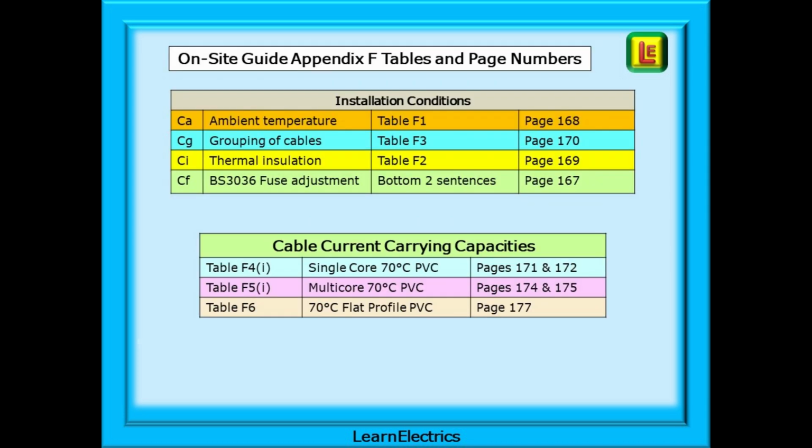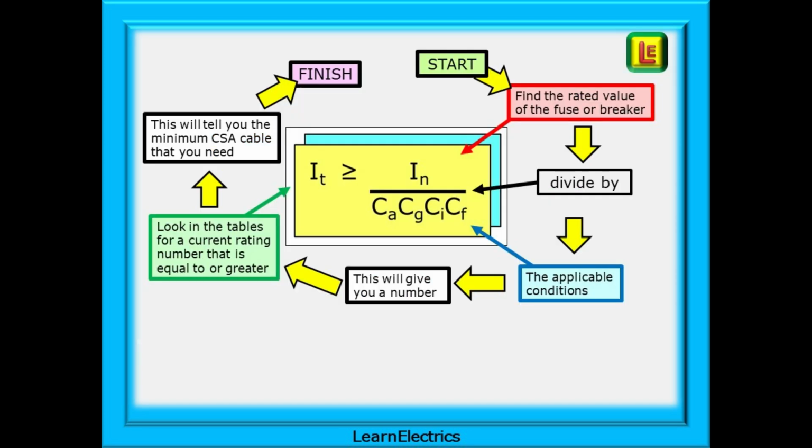These two tables will guide you to the correct pages for the installation conditions to find the derating factors, and also the cable tables where we can compare IT to the current carrying capacity of different sizes and types of cable and make our choice of cable size. And finally, a reminder of the process from start to finish.